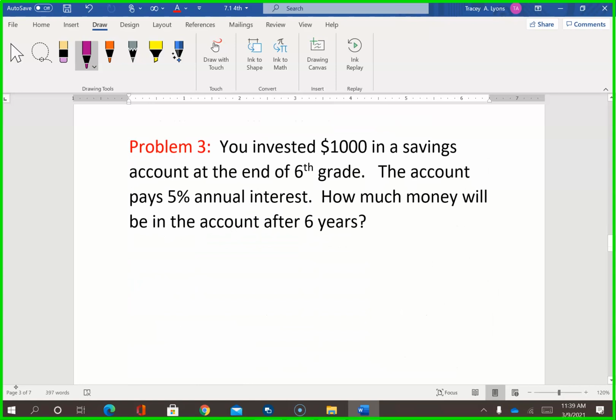So you invested $1,000 in a savings account at the end of 6th grade. The account pays 5% annual interest. How much money will be in the account after 6 years? So when you were in high school, how much money would you have if it stayed consistent at 5%? I'm going to jot down the formula just so we don't have to go back and forth as much.